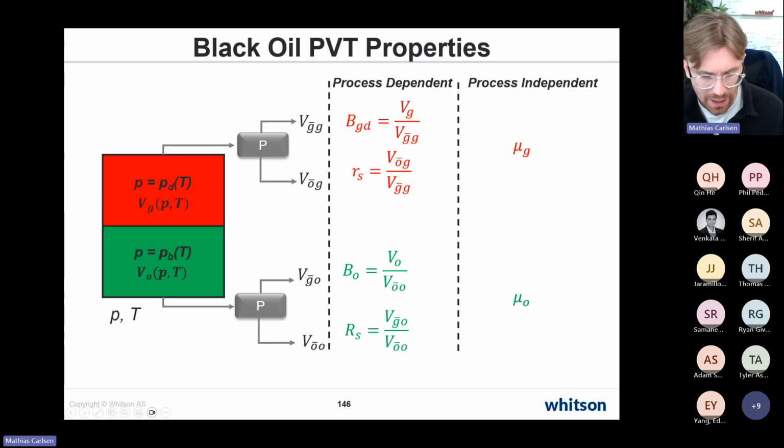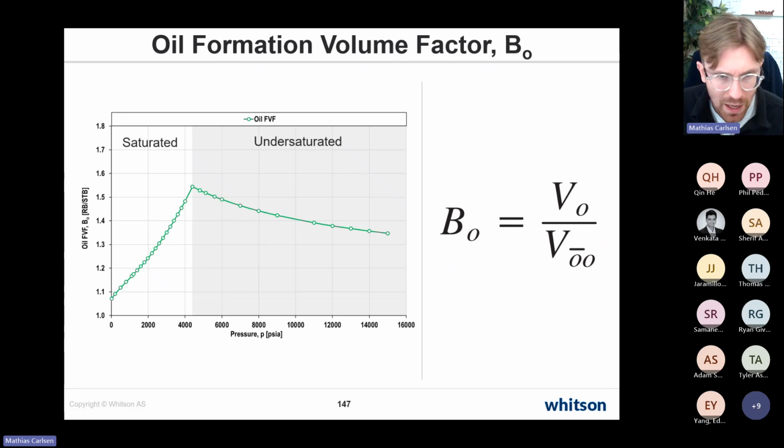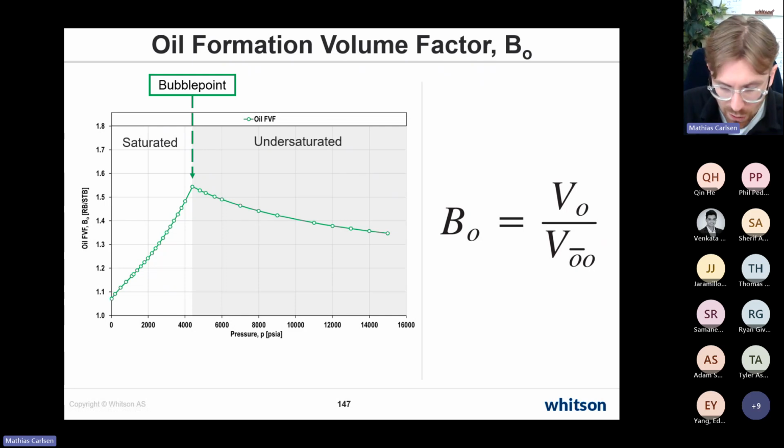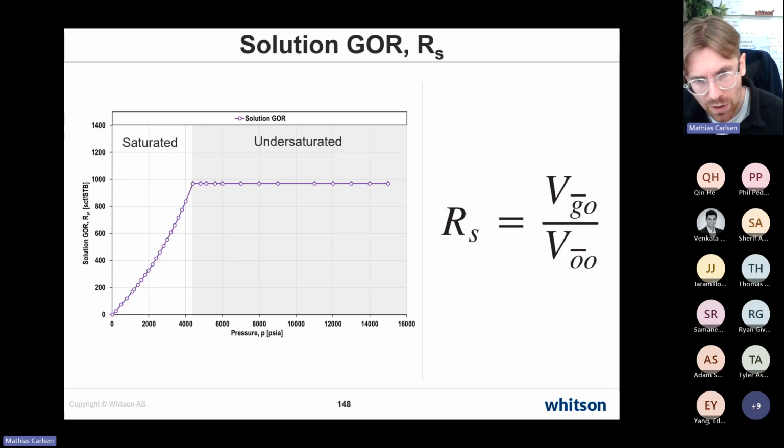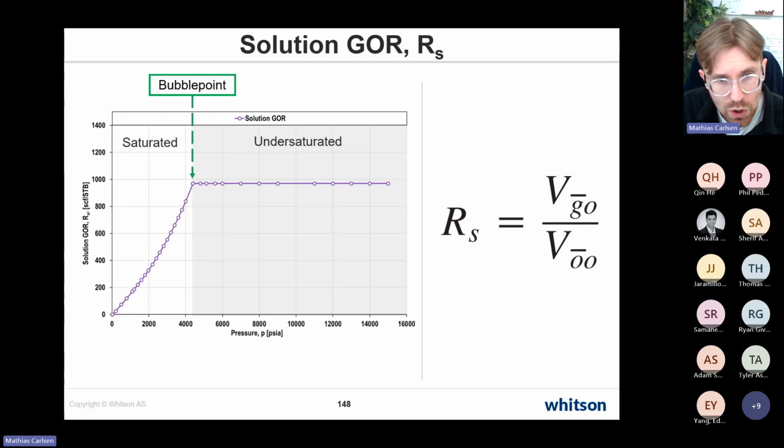And if you want a quick overview of the formation volume factor, this is how it behaves above the bubble point. It hits the bubble point, and then it starts to decrease in the saturated region where it releases gas. And the undersaturated part, so basically any point above the bubble point, the solution GOR is constant, and then it goes down as you go below the saturation pressure.